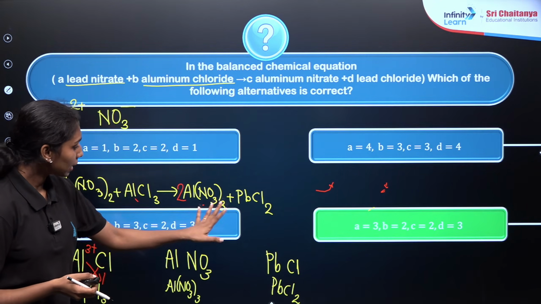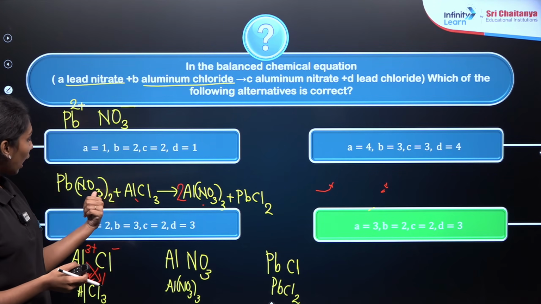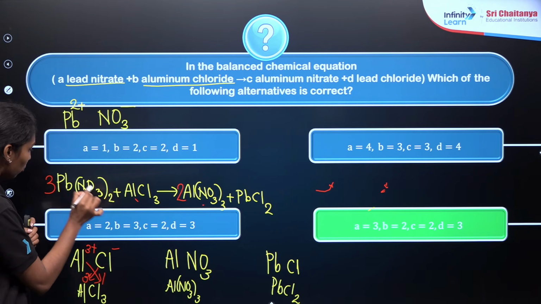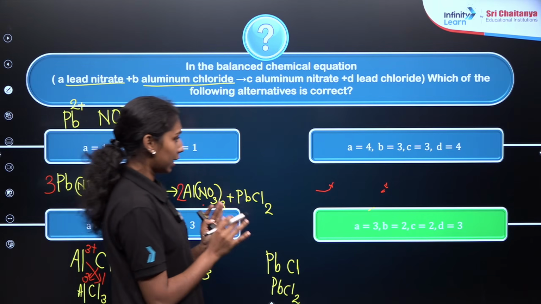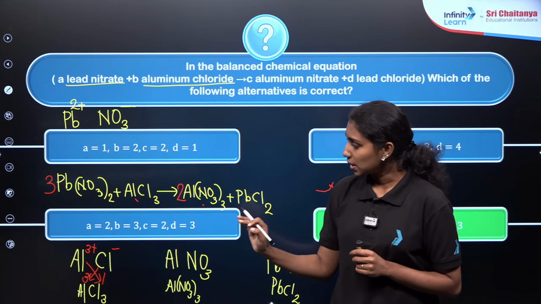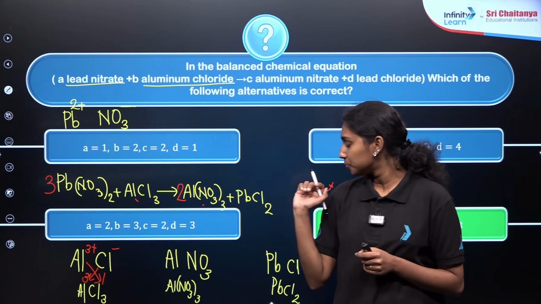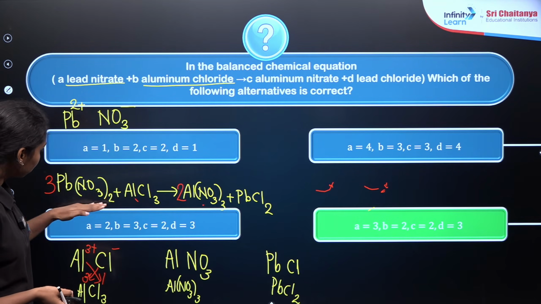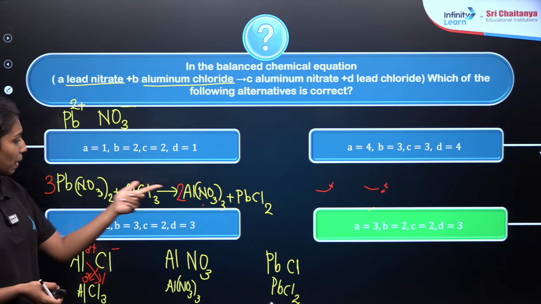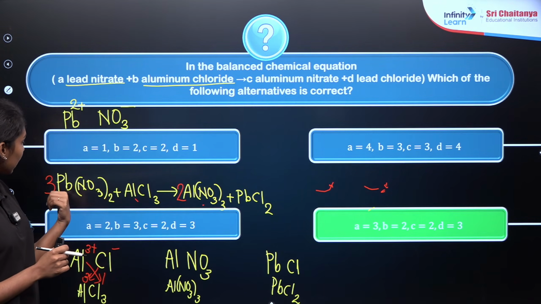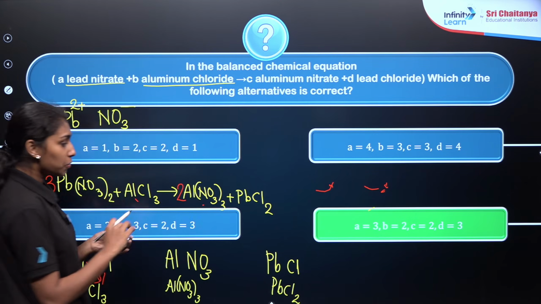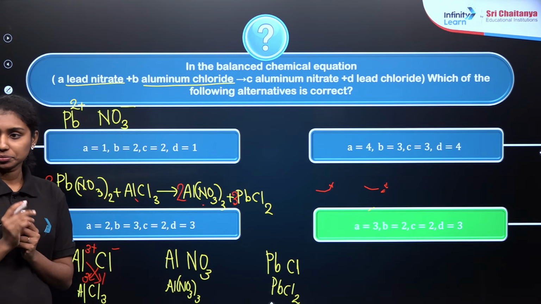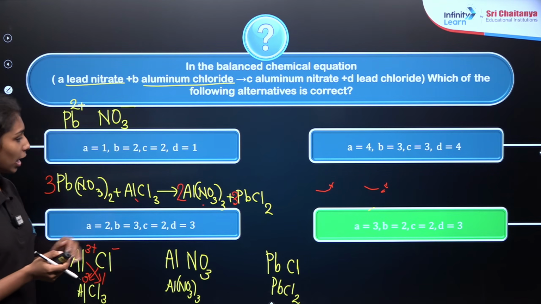Now in the product side, the NO3 part is already balanced, 2 into 3. But in the reactant side, only 2 NO3 minus is present, so I am multiplying here 3 with PbNO3 twice. So total NO3 is balanced here as 6. I hope you understand. Now what are the remaining atoms here? In the reactant part, 3 PbNO3 twice plus AlCl3, NO3 is already balanced on both sides. Then the remaining is 3 lead atoms, so I am putting 3 here to balance the lead atoms in the product side.